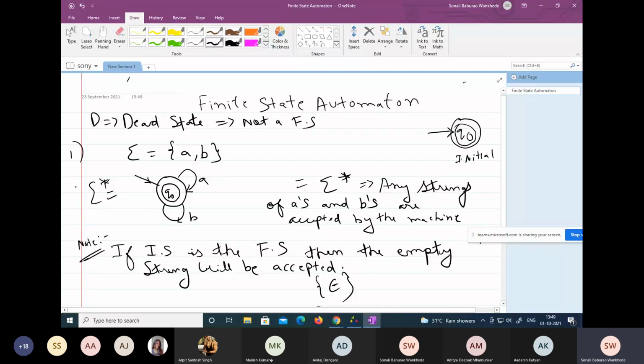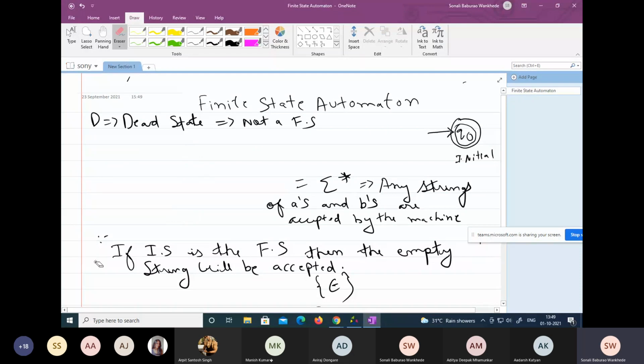So this was your first concept which you have to remember, sigma star, and it is shown in this way. Set of all A's and B's will be accepted. Now our next one is, suppose I'll give you an example. You have to tell me whether that is accepted by our finite state automaton or not.